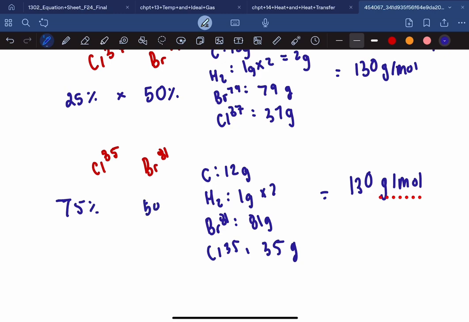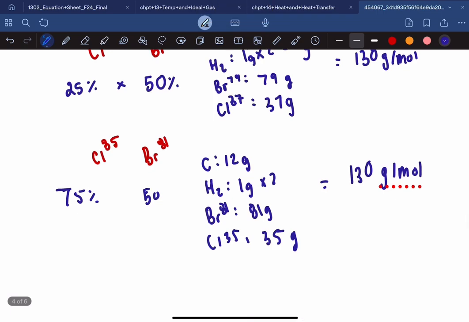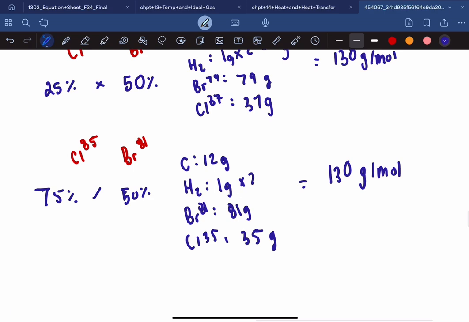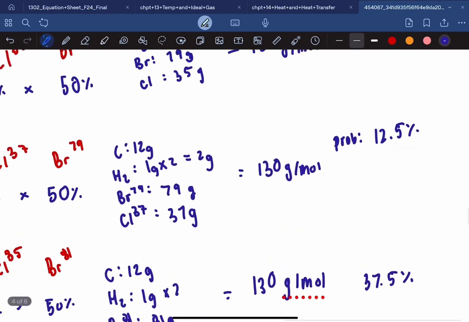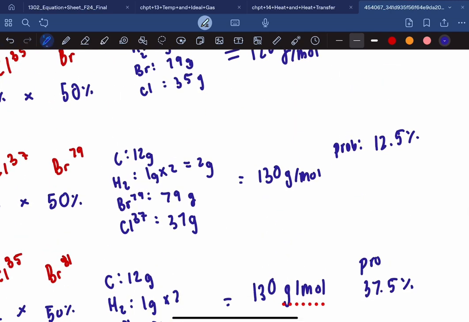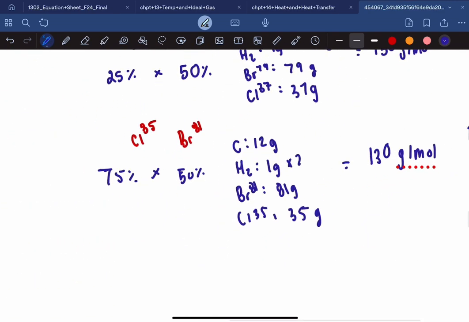Is my pencil dying or something? Let's see what's happening here. No, that's not the issue. Okay. 50%. Okay. So when you multiply those together, you'll get 37.5%, right? And that's the probability, basically. Or you can call it, I think he calls it likelihood, but it should be the same thing, okay?